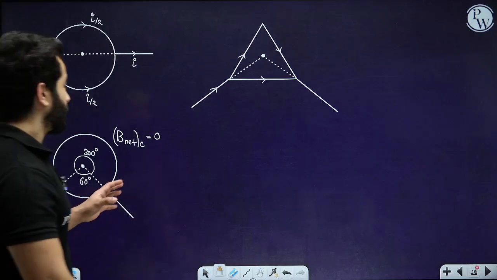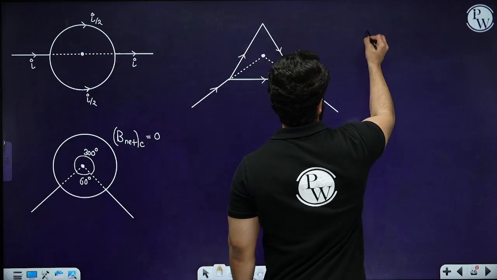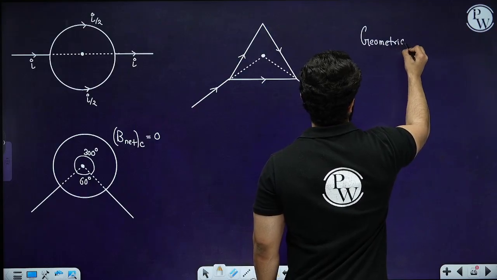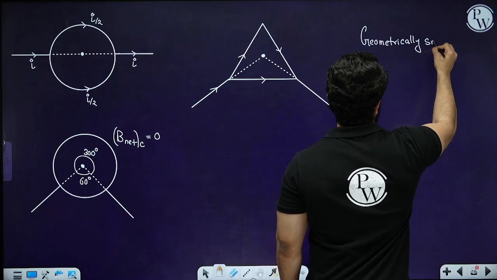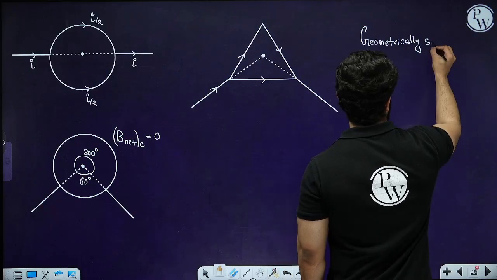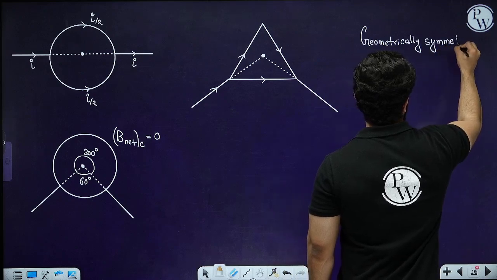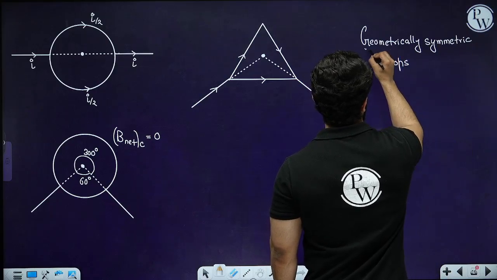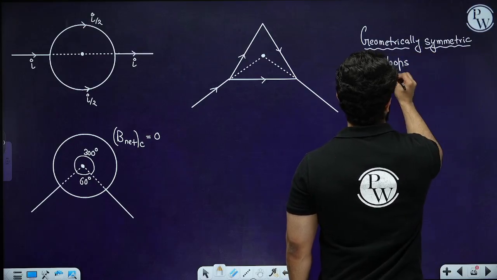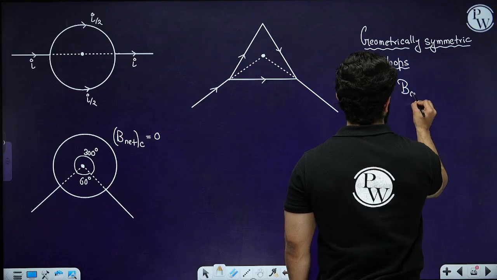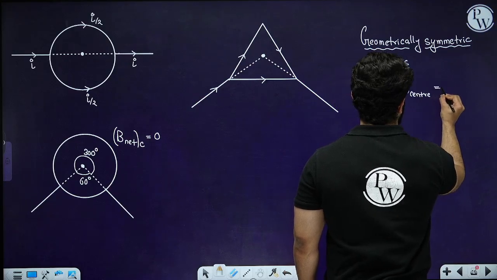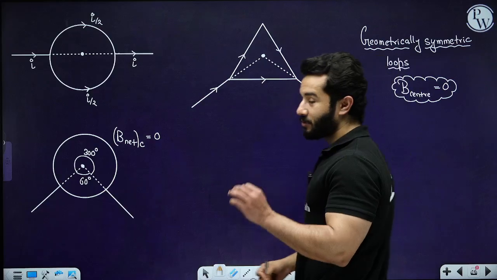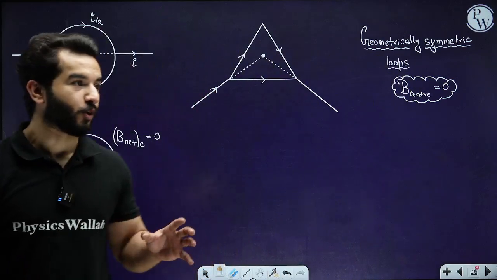All right, so please remember, this will be true for any geometrically symmetric loops, that the magnetic field at their center will be 0. Having said that, wires must be uniform. If wires are not uniform, things are going to be a little different, right?